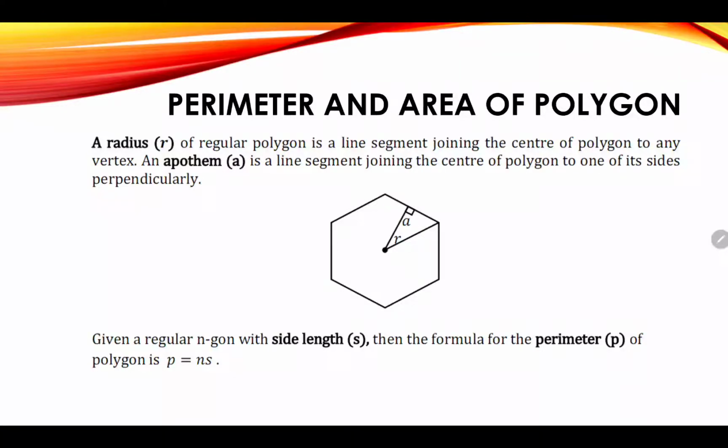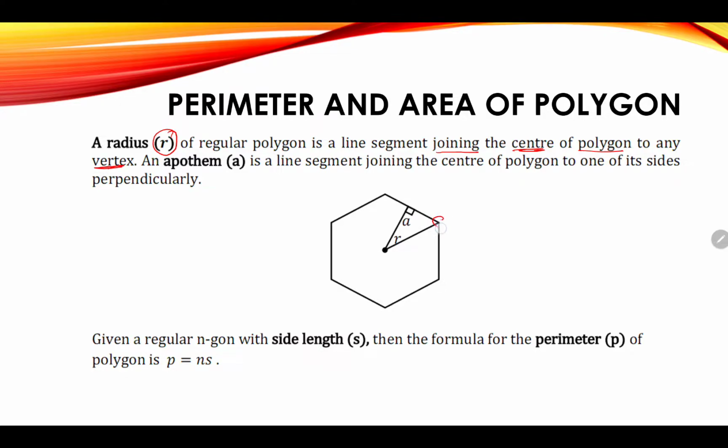Okay, so in this video, we'll continue subtopics in chapter 3, which is the perimeter and area of polygon. Okay, a radius. We denote radius as R. R of a regular polygon is a line segment joining the center of the polygon to any vertex. So, radius is a line which we join the center of the polygon to any vertex.